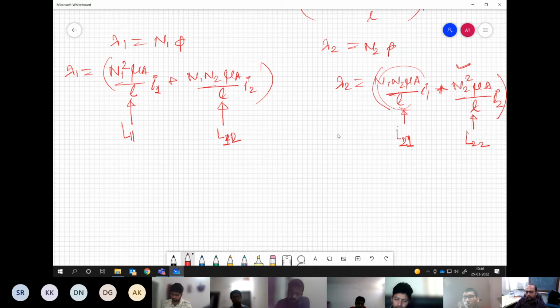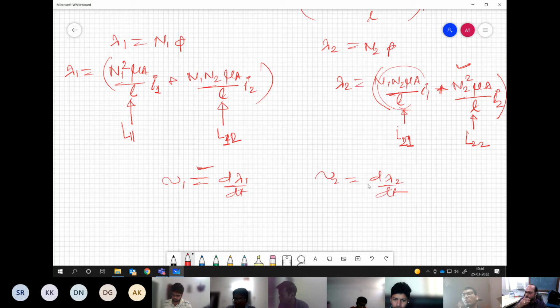Clear? So when you are writing the voltage equation for 1, you will write this plus lambda 1 itself, which will contain information about both the things, and V2 will have this. And then you can expand lambda 1 and lambda 2 and write the complete equation. Fine?